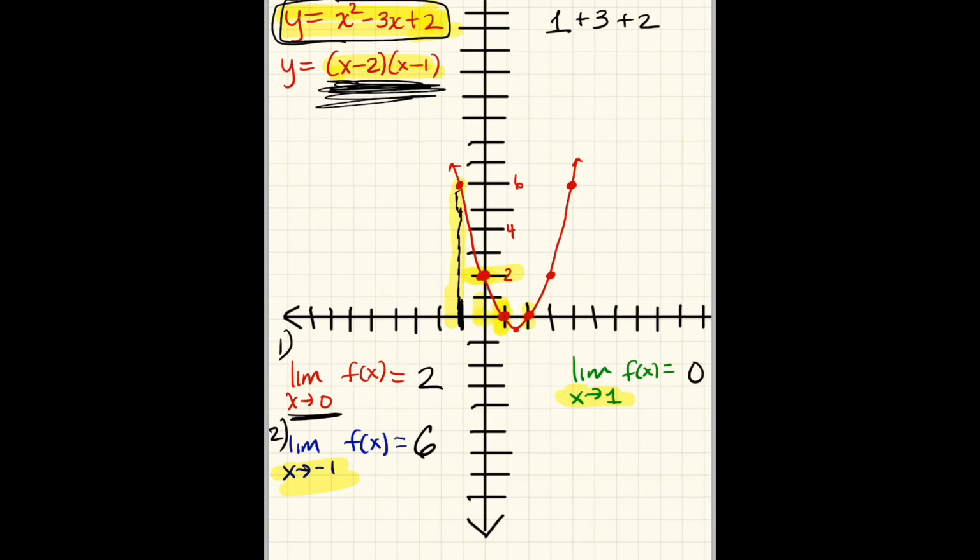You're basically just substituting it, but I just need you guys to remember that it's not what happens at 1. It's not what happens at negative 1 or at 0. It's what happens when it gets really, really, really close to it.